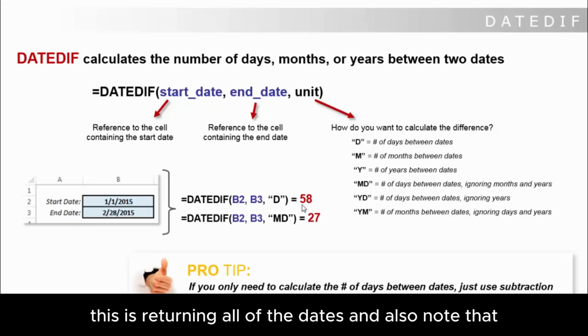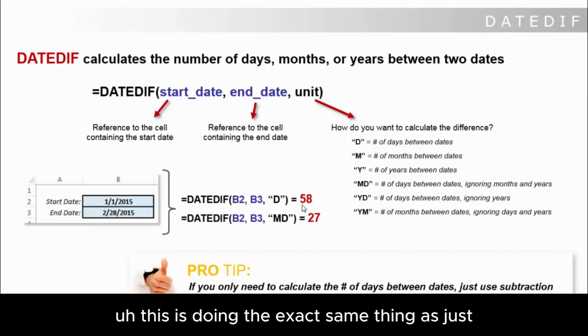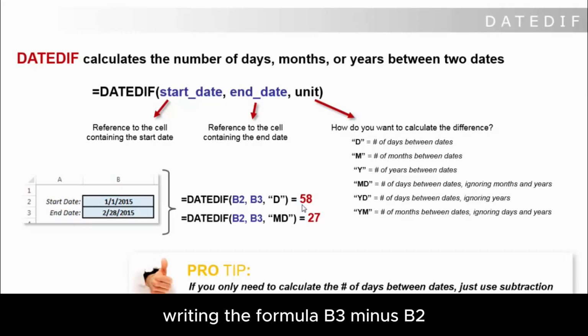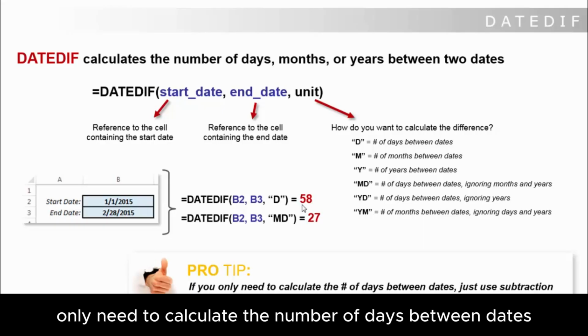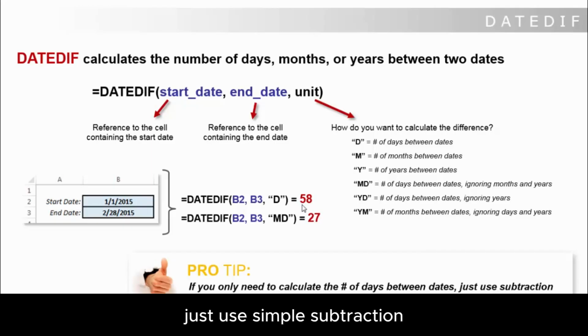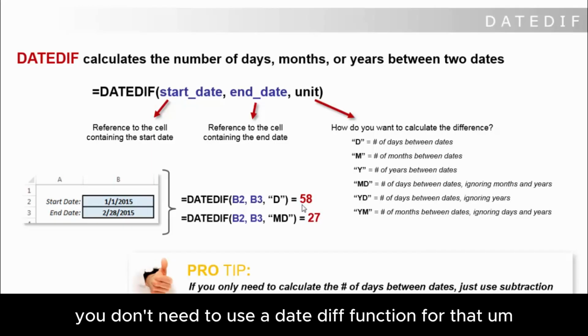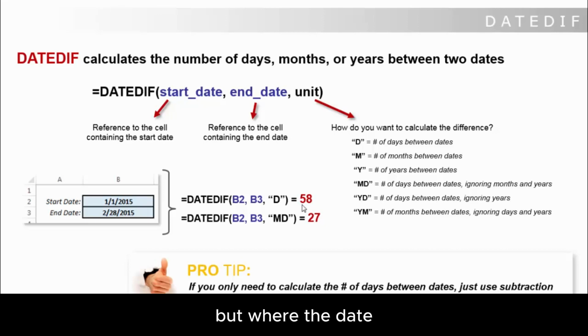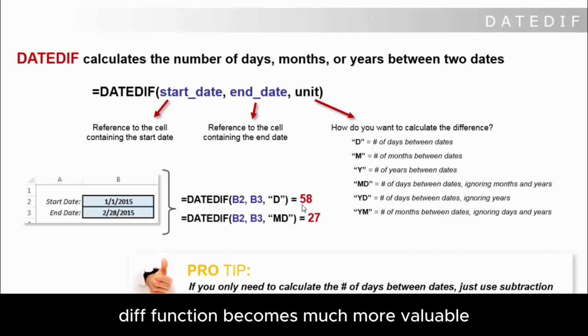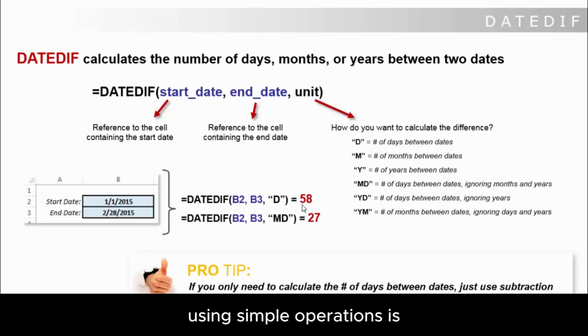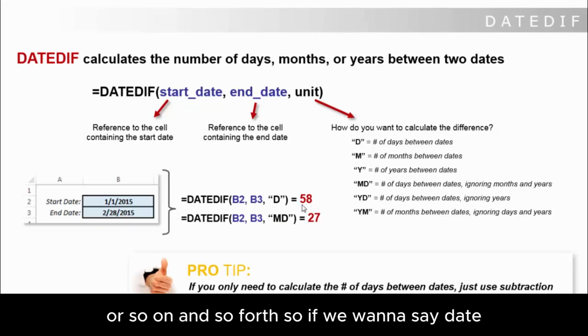This is returning all of the dates. And also note that this is doing the exact same thing as just writing the formula B3 minus B2. So, pro tip, if you only need to calculate the number of days between dates, just use simple subtraction. You don't need to use a DATEDIF function for that. But where the DATEDIF function becomes much more valuable, and where it can't be replicated using simple operations, is if you want to calculate the difference in terms of months or years and so forth.